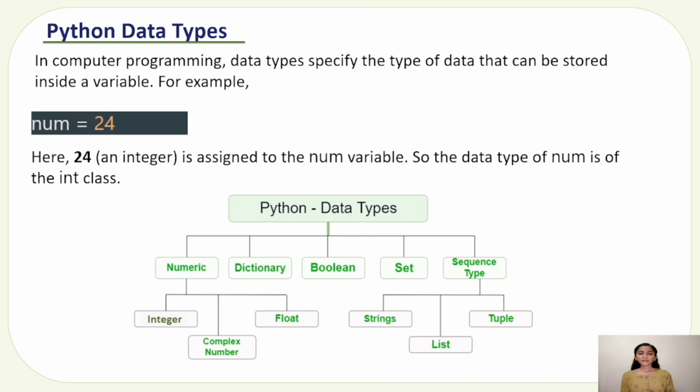In Python, data types can be classified as numeric, dictionary, Boolean, set and sequence type. Numeric data type can be further classified as integer, complex number, float. Sequence type can also be further classified as strings, list and tuple.